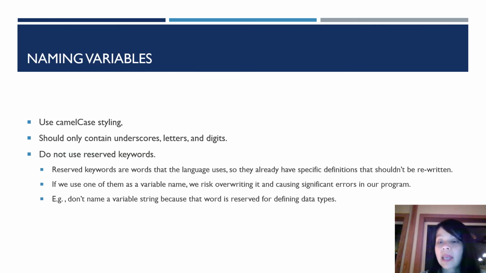Right, next we look at naming variables. You want to use camel case styling when it comes to naming variables. This is camel case styling here. What it means is that you can see that there's two words here, camel and case, and you want to capitalize the first letter of the second word. If there's three words, then you want to capitalize the first letter of the third word. It should only contain underscores, letters, and digits. So do not use reserved keywords. So what are reserved keywords?